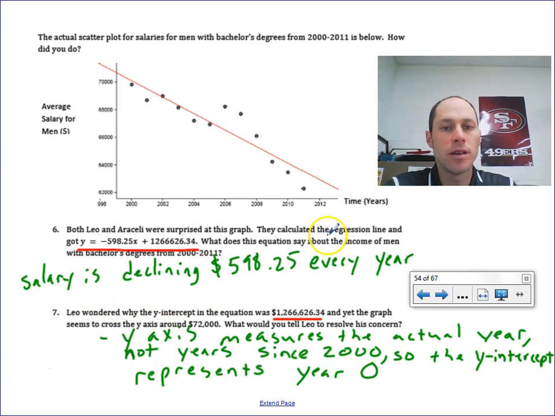All right, so according to our regression line, it says the salary is declining, it's going down $598 every year.